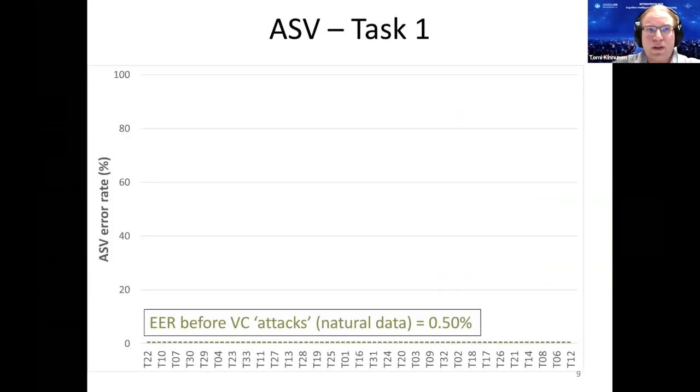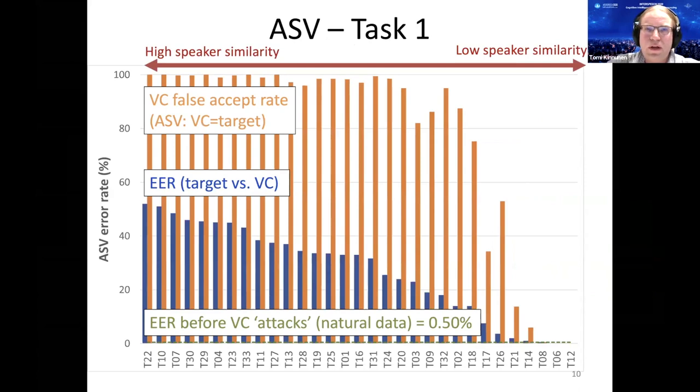So let's look at the results. Let's start with the natural data. This ASV system gives an error rate of 0.50% without any voice conversion. When we add the voice conversion, you can see that the equal error rate of the top systems gets close to 50%, and the false acceptance rate of most systems is close to 100%. So the ASV system gets rather confused.